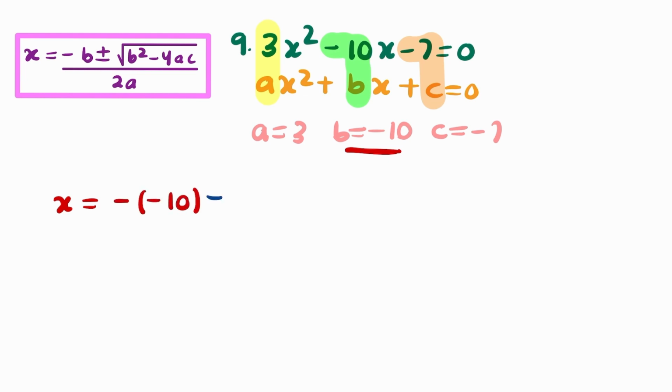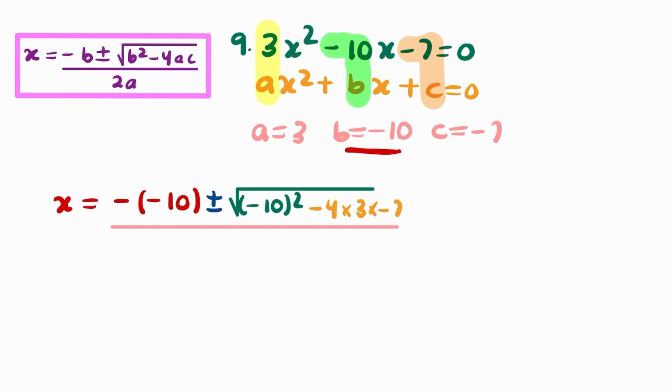And then after that we have plus or minus the square root of b squared, which means the b value squared. Here the b value is minus 10, so minus 10 squared. Minus 4ac means minus 4 multiplied by the a value which is 3, multiplied by the c value which is minus 7. Over 2a means 2 multiplied by the a value which is 3.